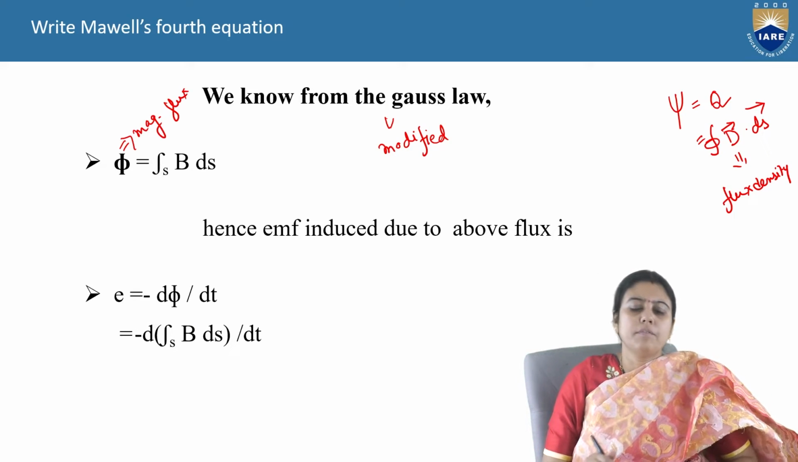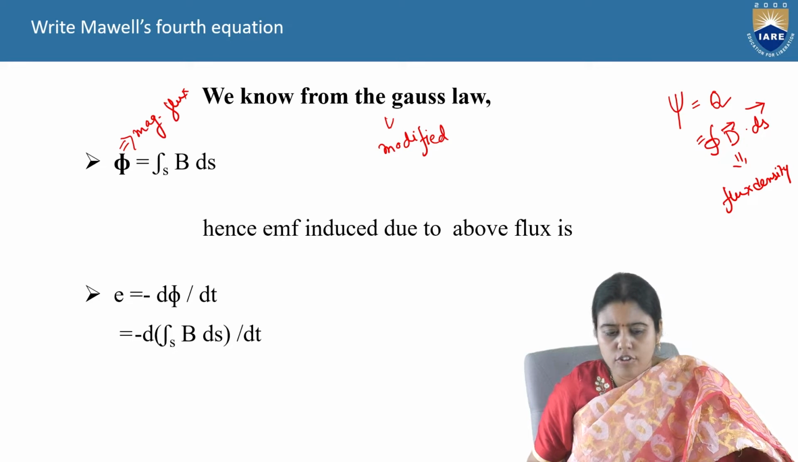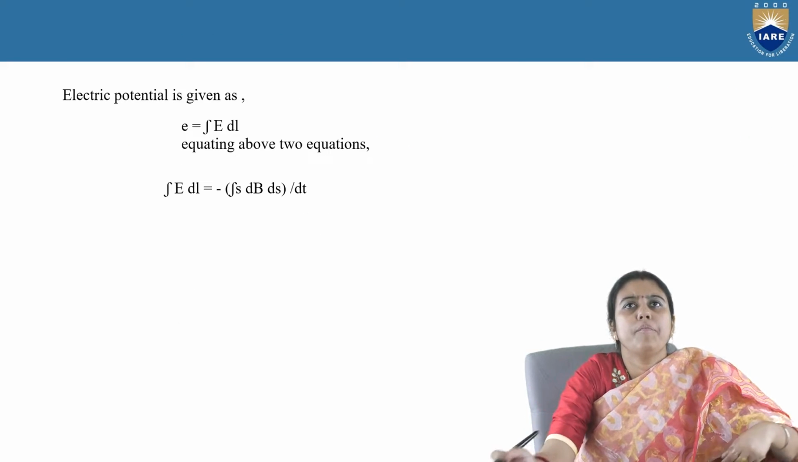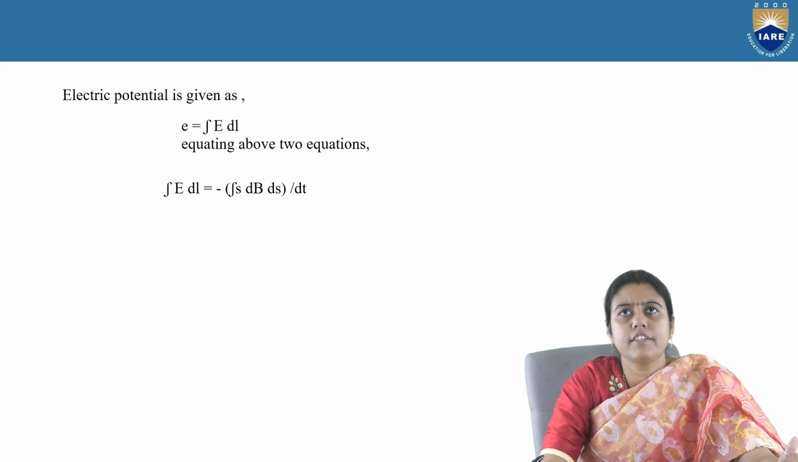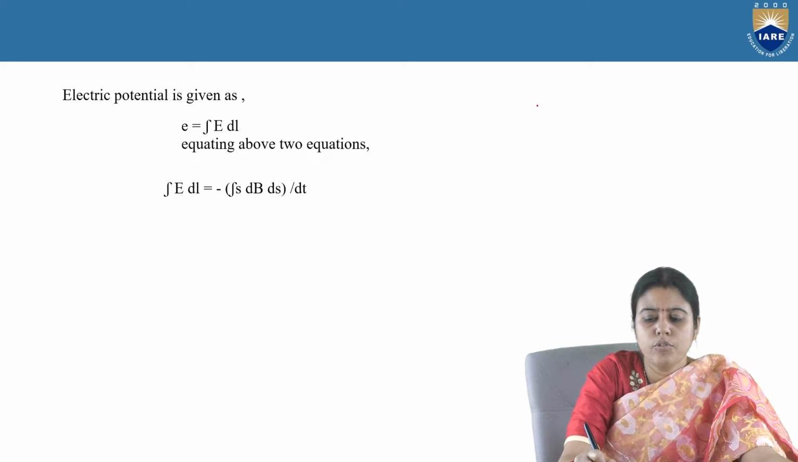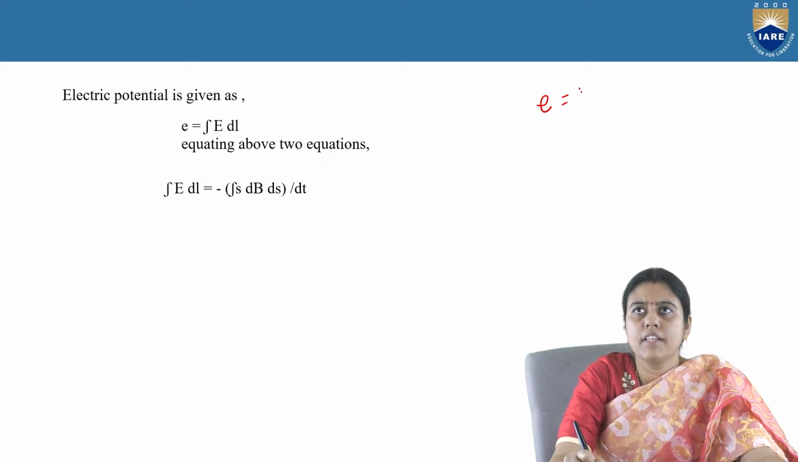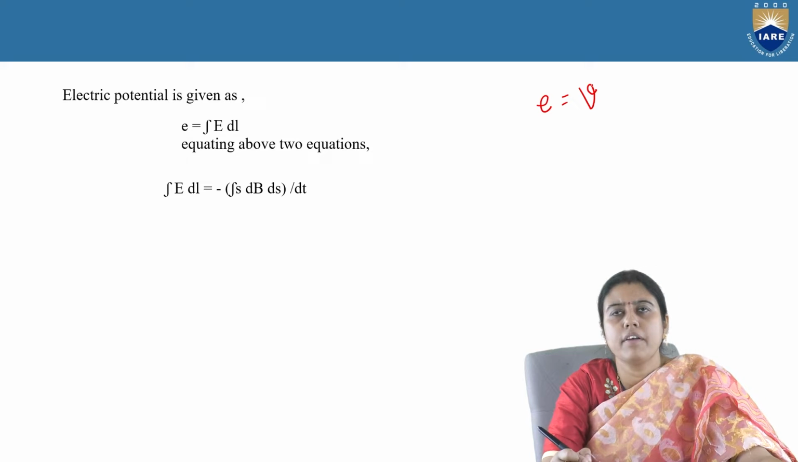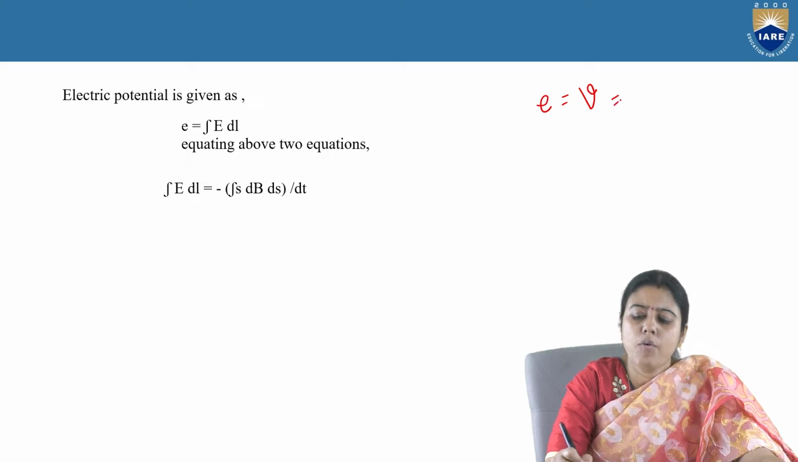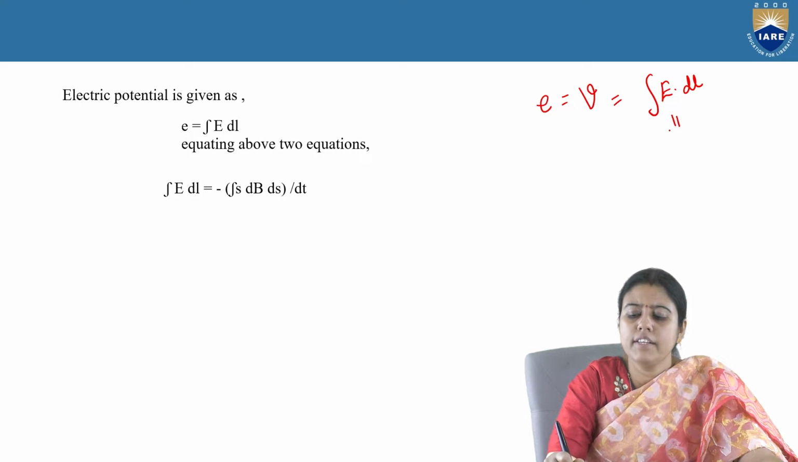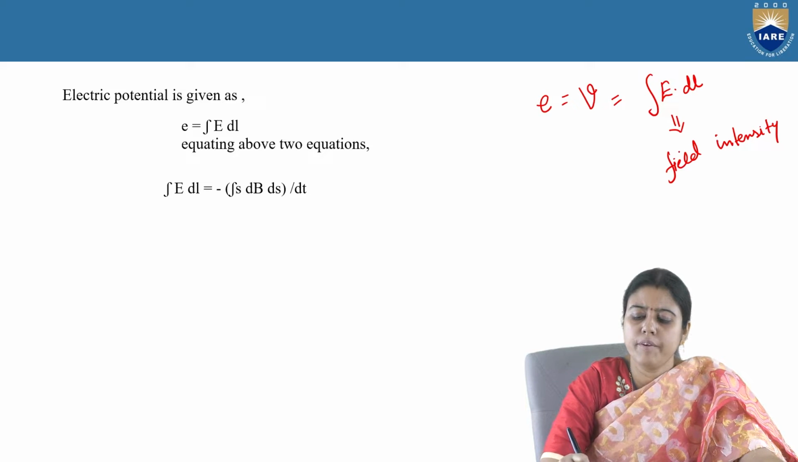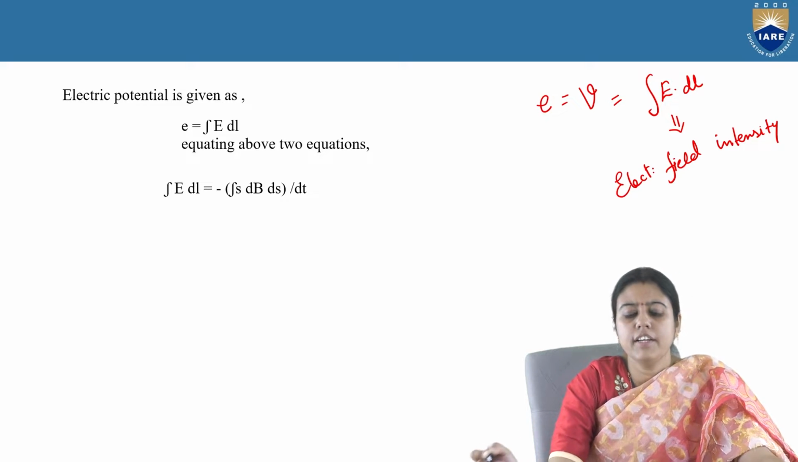And why this minus? This minus sign is for Lenz's law. Now, as I told, the EMF is the same as the voltage. Mathematically it is the same as the voltage of an equation. And what is voltage? Voltage is nothing but the integral of E dot dl. What is E? E is the field, the electric field intensity.